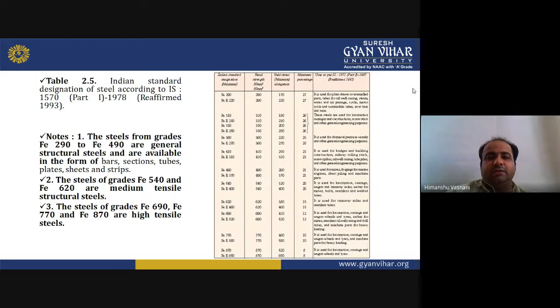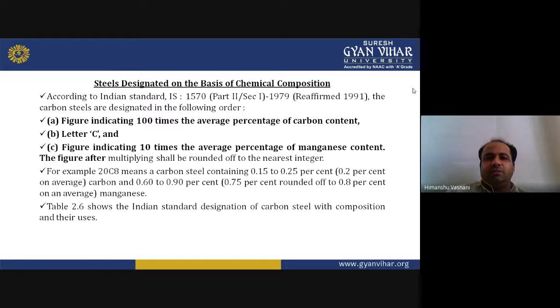So they have just given you this table to give you a better understanding of the designations and then their applications. They are divided into these three categories. Okay. So this chart or this table will give you a better overview of the applications of steel in the industry. Now, steel is designated on the basis of chemical composition.